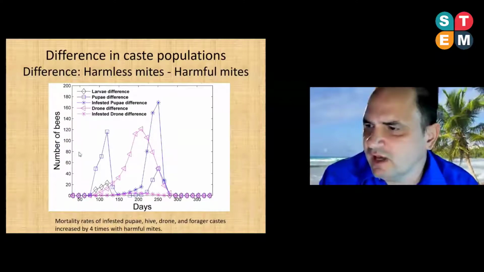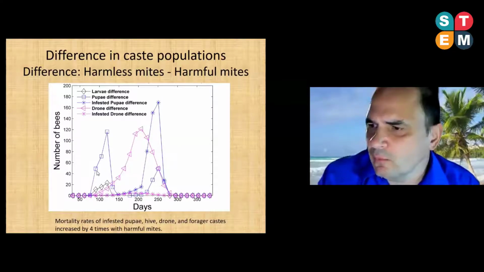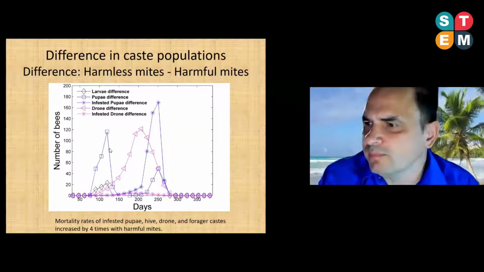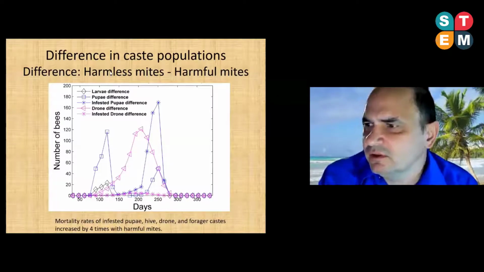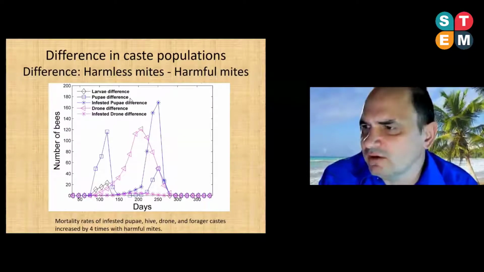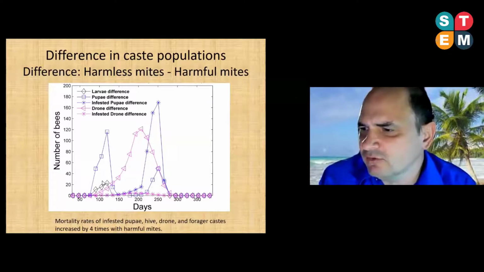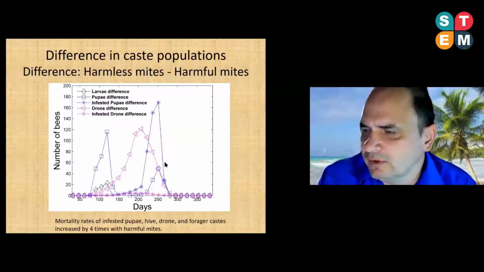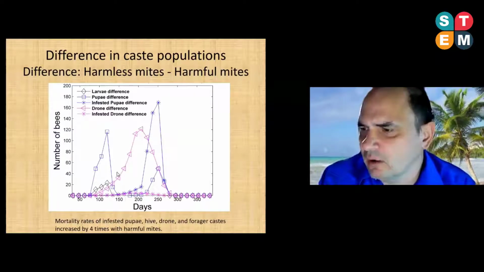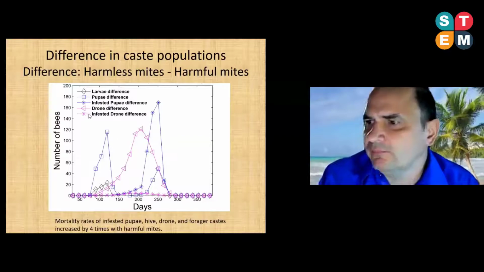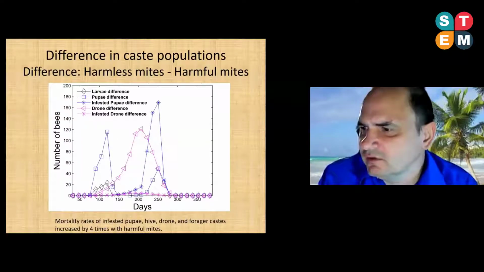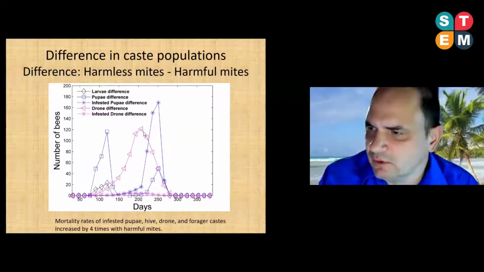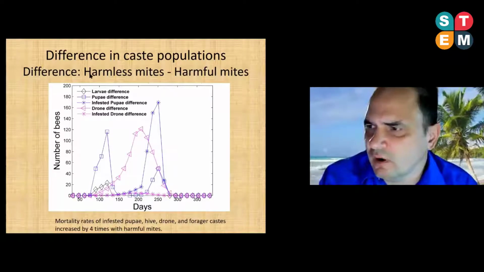So we see that here, when I'm plotting the difference, there are more bees. So there's more pupae here, which is expected because the harmless mites do not affect mortality compared to the harmful mites. So there are more pupae when we look at the harmless simulation. We also see a slight increase in the larvae. The drones are the biggest ones. So the numbers in the drones are the highest when the harmless mites are used.